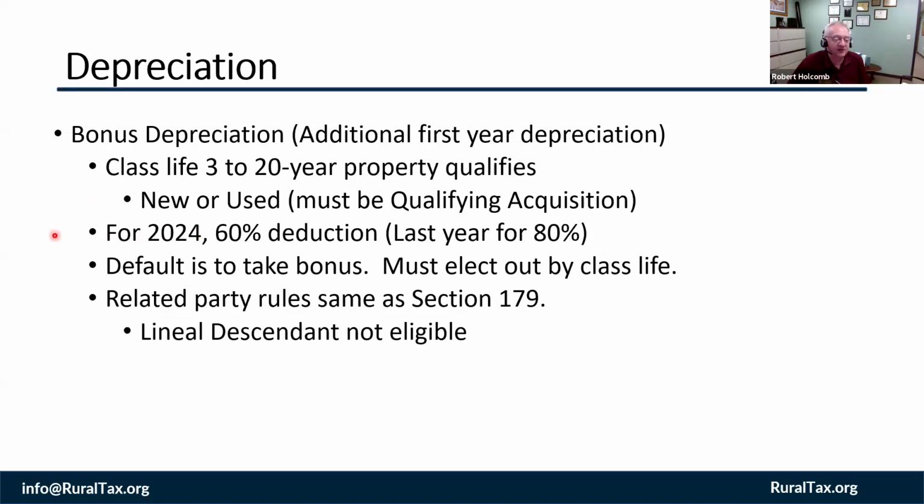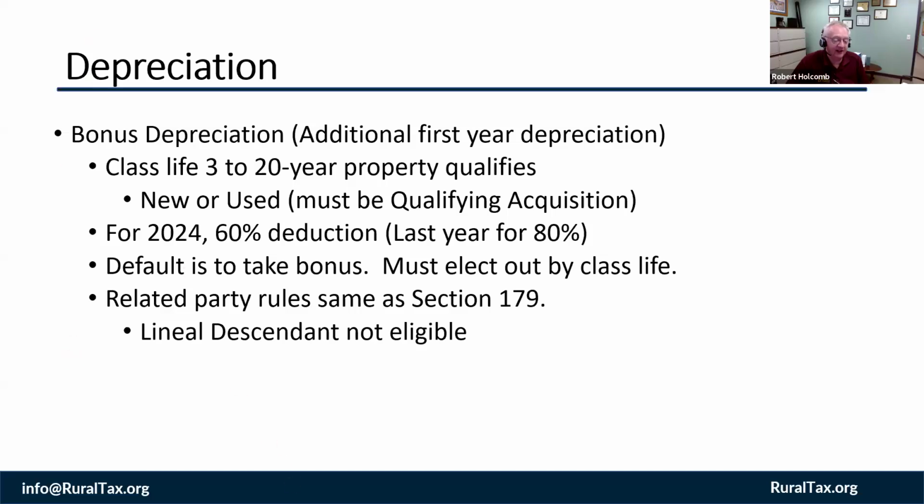Now, for bonus in 2024, you get a 60% deduction. All right. So if you bought a $100,000 tractor and you let it take bonus depreciation, it's going to take $60,000 and write it off just like that. And that's the way bonus works. Anything that qualifies, it's going to take that 60% deduction.